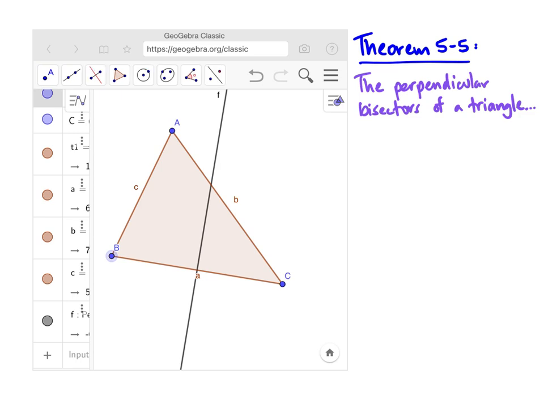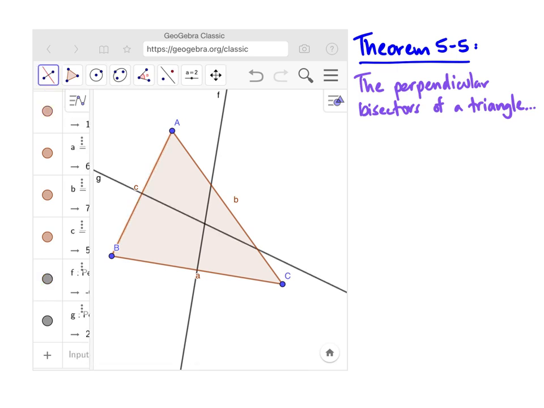So let's do another one. Let's do the perpendicular bisector of segment AB. And we're going to go ahead and put that on there. And you'll notice now that the two perpendicular bisectors are intersecting. And let's go ahead and put a point at that intersection. So I want to grab my point tool. And I'm going to put the point of intersection on there as point D.